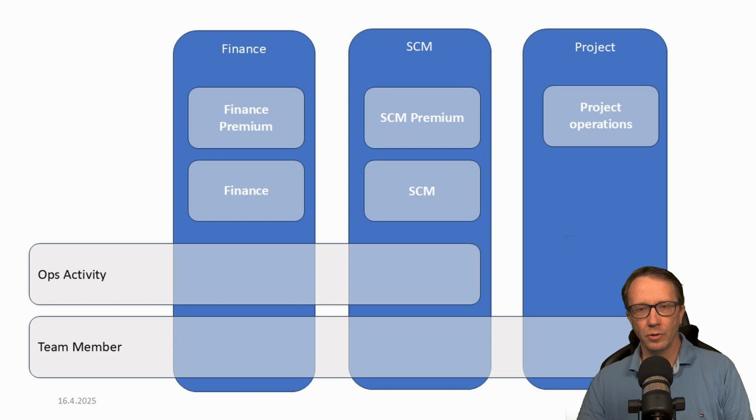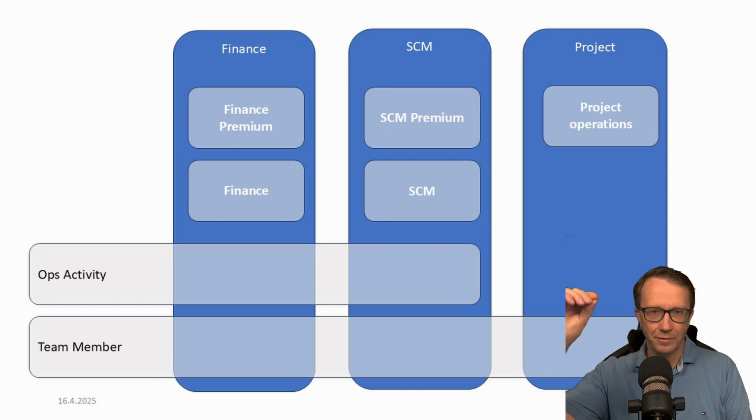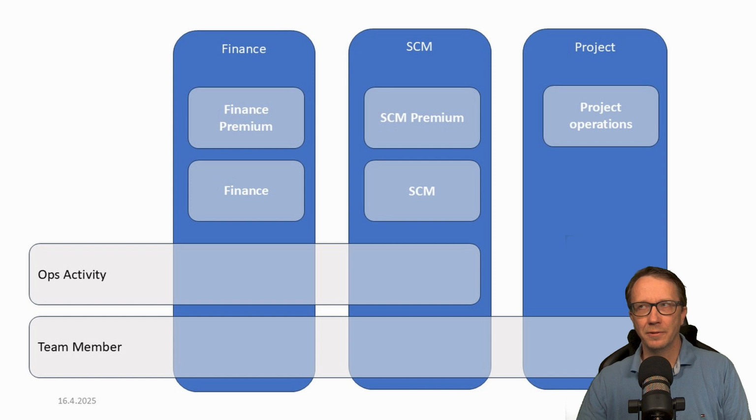There's also, maybe since last year, the finance premium and supply chain management premium licensing, and these include different kinds of AI features and some other new fancy reporting and analytics tools. So there's a new premium level available as well, and the prices go up. The higher you go up these ladders, the pricier the license gets. And for the project part, there is also the project operations license.